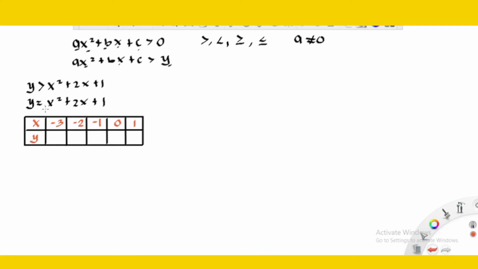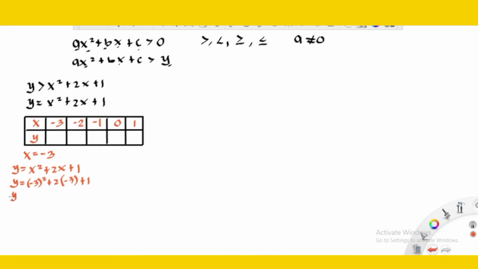So, one by one. Let's start with negative 3. So, if x is negative 3, what is the value of y? So, let's take the equation. We have y equals x squared plus 2x plus 1. So, our x, as given, is negative 3. Therefore, we replace all the x with negative 3 to solve for y. So, this will become y equals the square of negative 3 plus 2 times negative 3 plus 1.